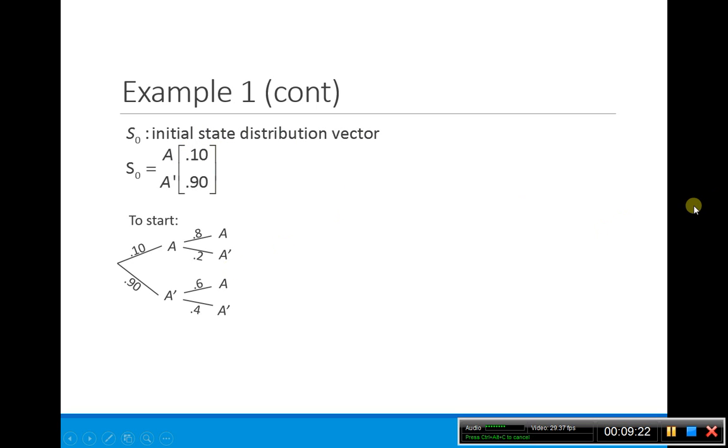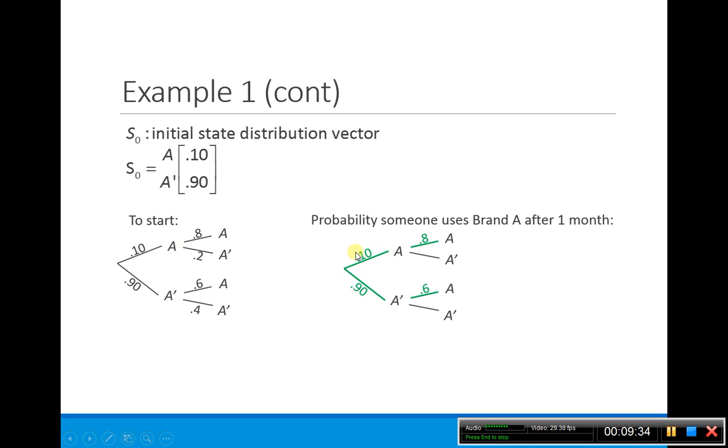Well, obviously we want it to go up, right? So here, what's the probability someone uses brand A after 1 month? Well, there's a couple of ways of getting there. So here, if they started with brand A, 10% started with brand A, then the way that they stay with brand A is through this 80% still stay there. What's the other way of being in brand A at the end of 1 month? Well, they could have started over here, right? They could have started in this 90% that used something else, that bought different ice cream. And then there's a 60% chance of all these that were in here going to brand A.